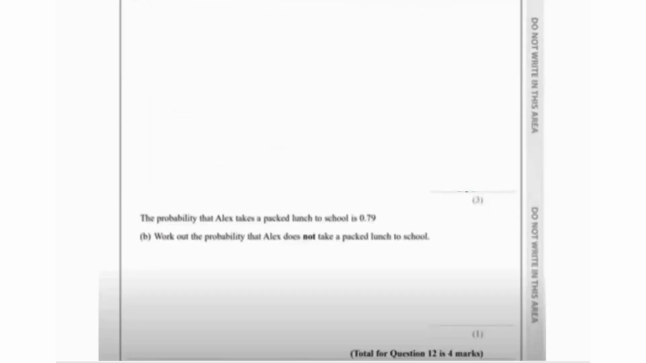Then it says the probability that Alex takes a packed lunch to school is 0.79. Work out the probability that Alex does not take a packed lunch to school. So the probability of him taking a packed lunch is 0.79. So the probability of him not taking a packed lunch would be 1 minus 0.79.